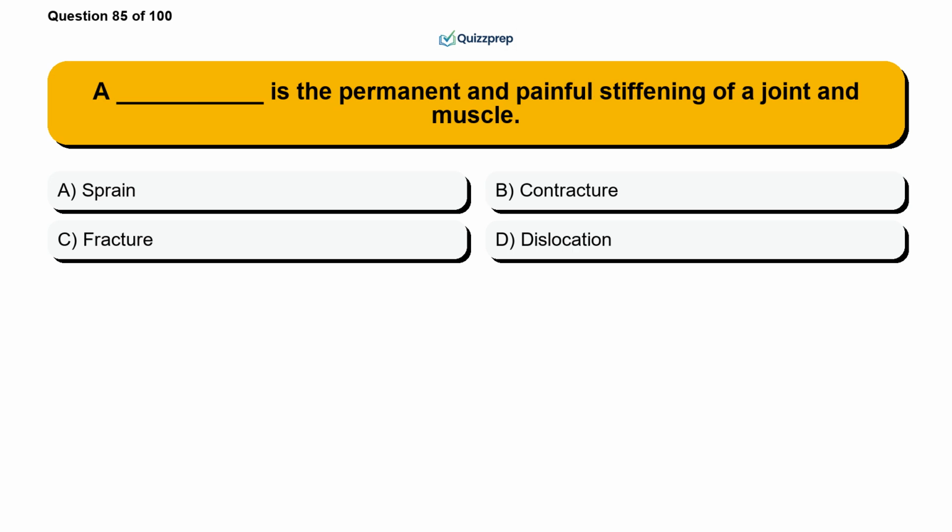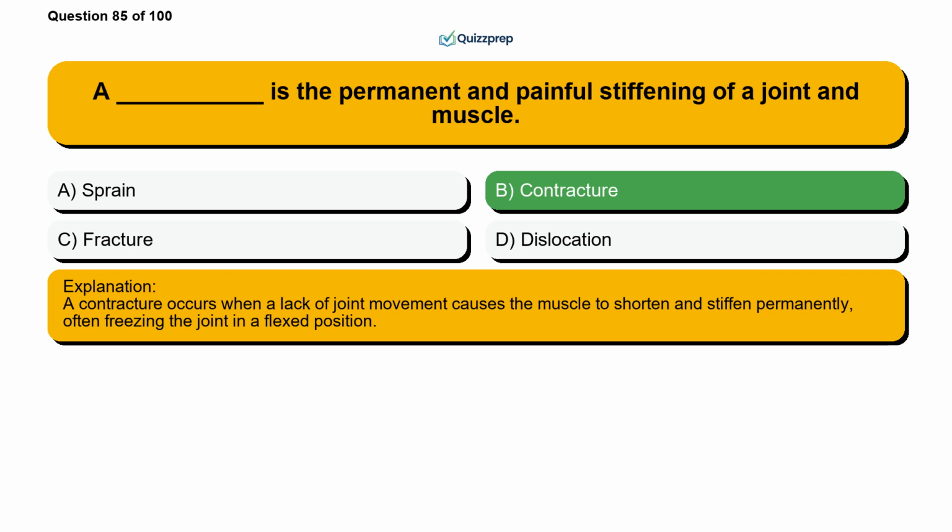A blank is the permanent and painful stiffening of a joint and muscle. Option A, sprain. Option B, contracture. Option C, fracture. Option D, dislocation. The correct answer is option B, contracture. A contracture occurs when a lack of joint movement causes the muscle to shorten and stiffen permanently, often freezing the joint in a flexed position.